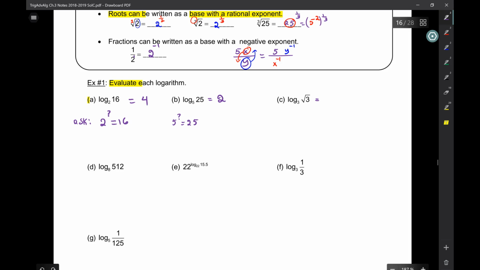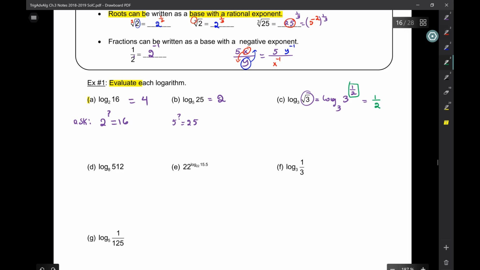So then for log base 3 of root 3, we have to rewrite it. The root 3, we're going to write it as 3 to the half. We don't leave root 3 as is. Now, if you have log base 3, 3 to the what equals 3 to the half? Exactly. So then it's just 1/2.